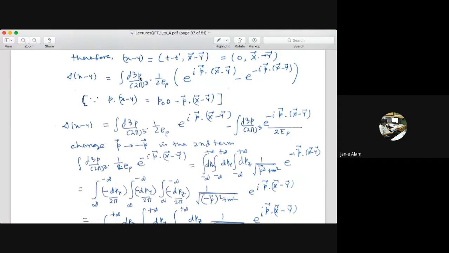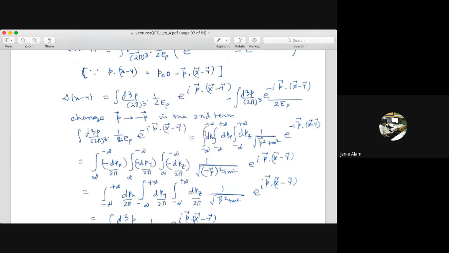Now I have two integrals, d³p over (2π)³ E, e to the i p dot (x minus y), where p here is a 3-vector, because the temporal component I have taken as 0, minus e to the minus i p dot (x minus y) vector. So I have two terms here. What I do, the first term I keep as it is, and in the second term I change the variable p to minus p. When I am saying I am changing the vector p to minus p, I am setting px equal to minus px, py equal to minus py, and pz equal to minus pz.